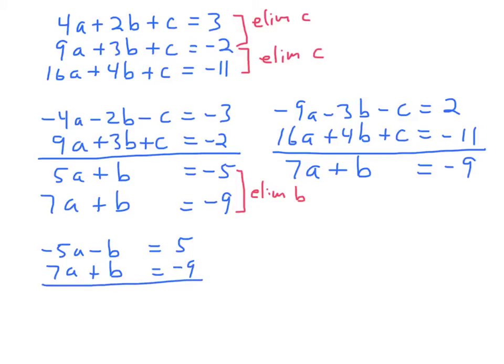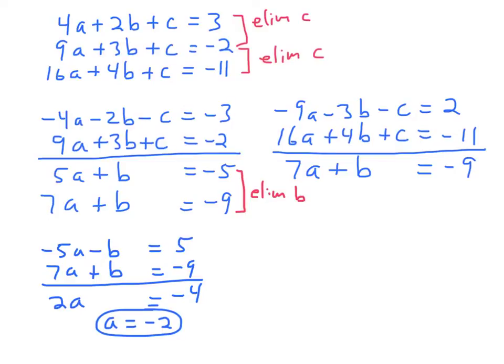And when we add that, we get 2a, the b's cancel, equals -4. And when you divide both sides by 2, you would get a equals -2. Now we can kind of back substitute to get the other variables. So if we take this answer, -2, and plug it into either one of these two equations, we can get b. So I'll plug it into this top equation right here, 5a plus b equals -5.